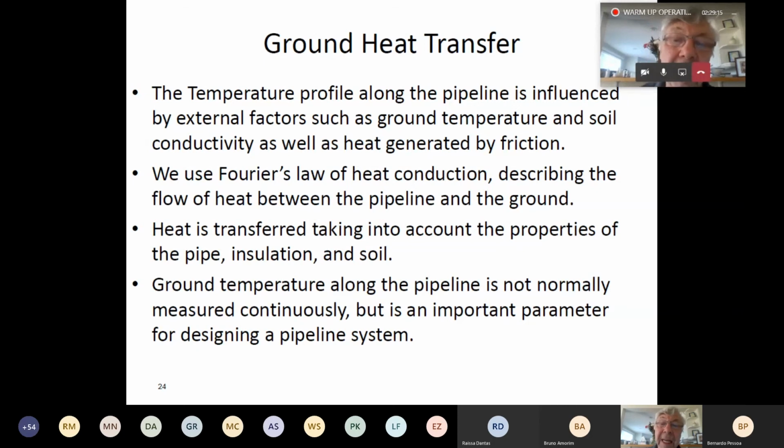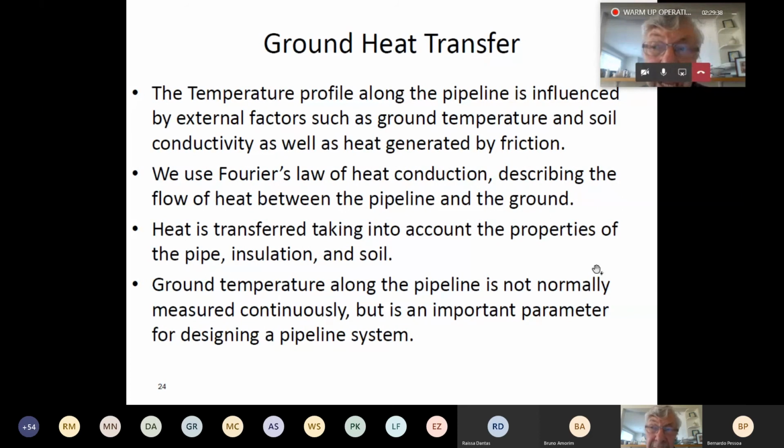And that's just the ground heat temperature profile. Well, it's defined sometimes by the soil conductivity as well as the amount of heat generated by friction. And sometimes, within our hydraulic models, we'll have a subroutine that uses the Fourier law to describe how the heat's flowing between the pipe and the ground.